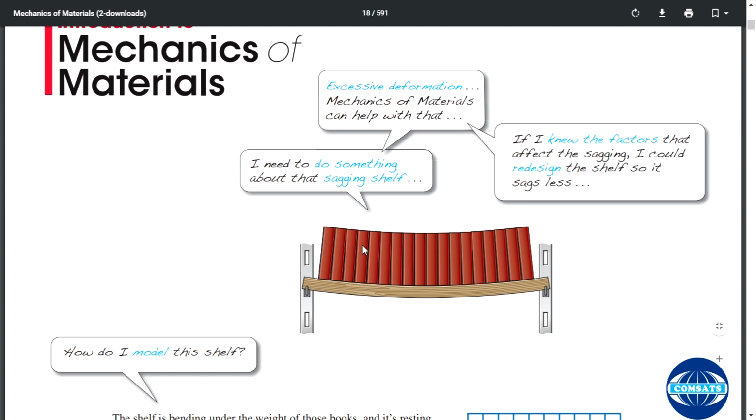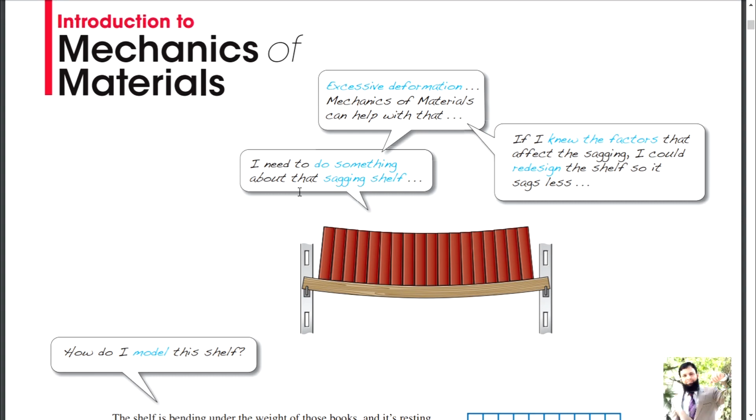And if this deflection is on the upward side, then that is called hogging, H-O-G-G-I-N-G, hogging. I need to do something. So the author wants to do something regarding this deflection, this sagging, excessive deformation. This is excessive, unbearable, and this is creating a threat that this will ultimately fail. So mechanics of material can help with that.